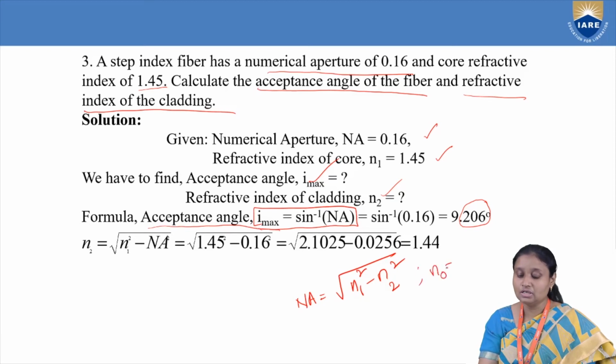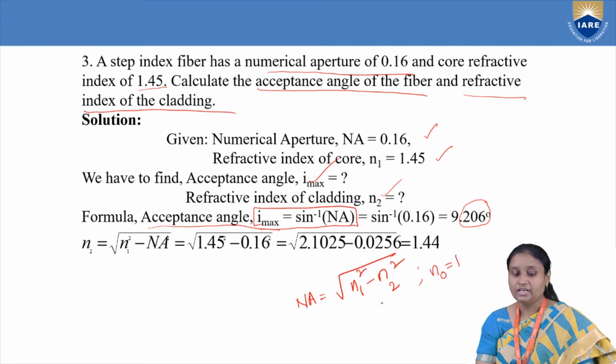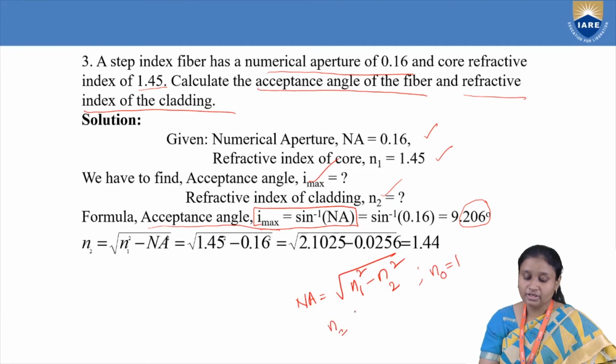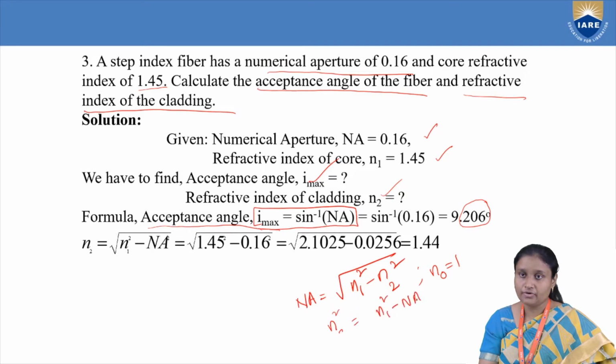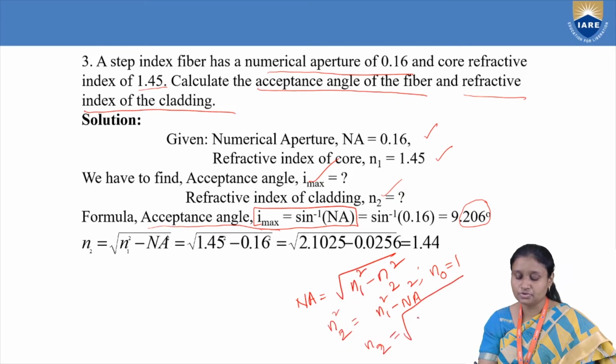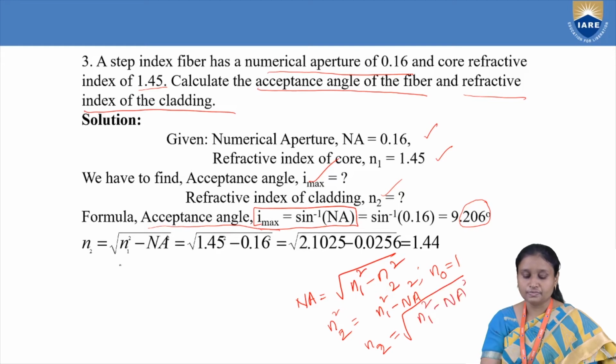Here also again our n0 is equal to 1. And if we rearrange the terms, what we'll get here is n2 square is equal to n1 square minus square of numerical aperture. So from this we have n2 is equal to square root of n1 square minus numerical aperture whole square.